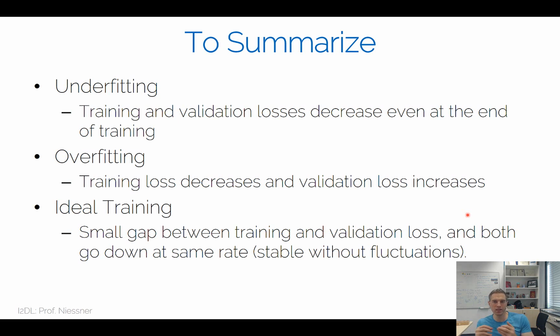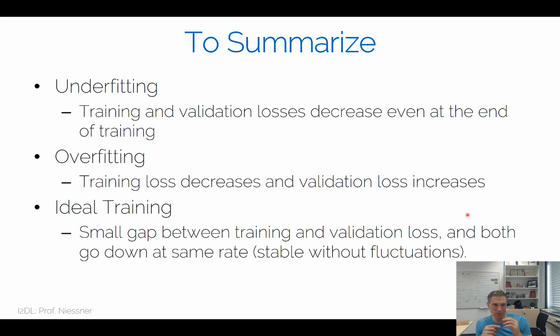Now, the ideal training is, we want to have a small gap between training and validation. Both have to go down at the same rate. They should be stable. There should be no noise. The validation should not be lower than the training loss. That would also be an issue. But yeah, there's a small gap between the training and the validation. That would be the ideal thing, what we want to achieve for the most part.